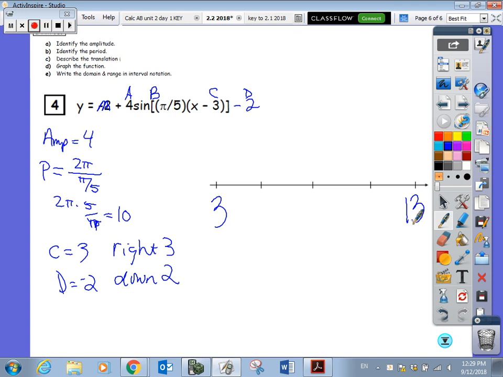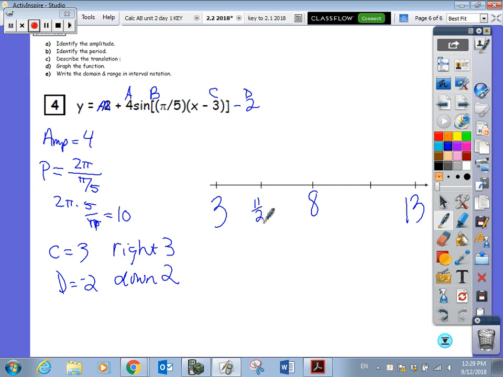Don't put 10 at the end. The only way you could put 10 at the end is if you started at 0. 13 plus 3 is 16 divided by 2. 16 divided by 2 can be simplified, so I expect to see an 8. 8 plus 3 is 11 divided by 2.